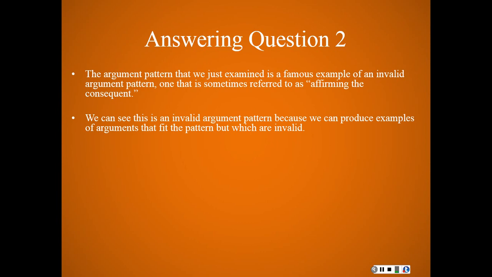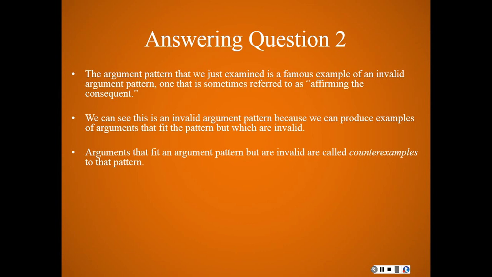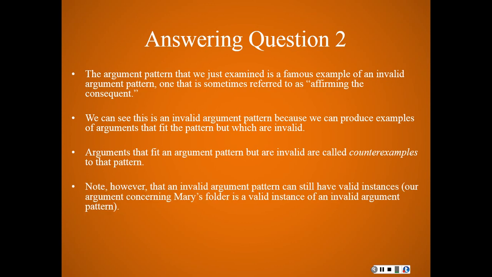And we can see that this is an invalid argument pattern because we can produce examples of arguments that fit that pattern but which are invalid. So we gave such an example. If it's raining, the streets are getting wet. The streets are getting wet, therefore it is raining. We saw that that was an instance of that argument pattern that was invalid, an instance where it's possible for the premises to be true, but for the conclusion to be false. So arguments that fit an argument pattern but are invalid are called counterexamples to that pattern.